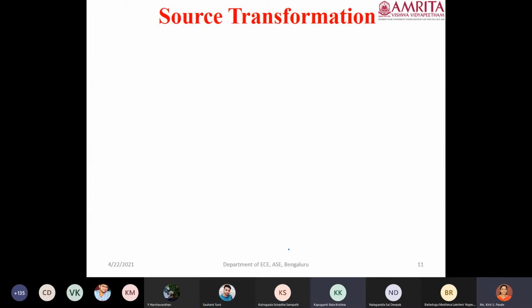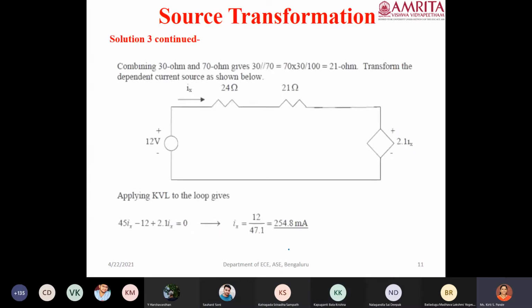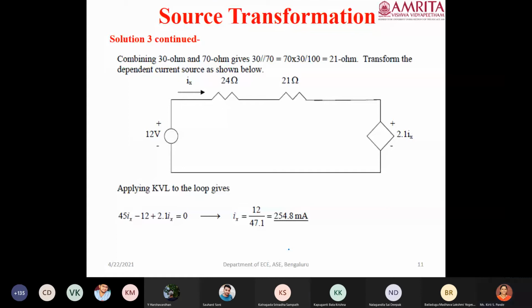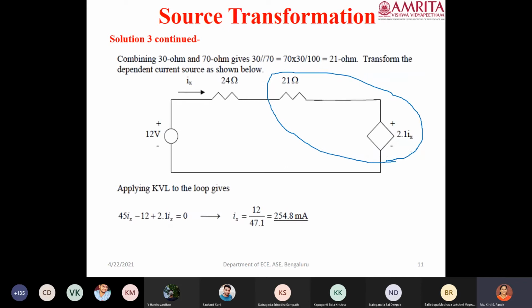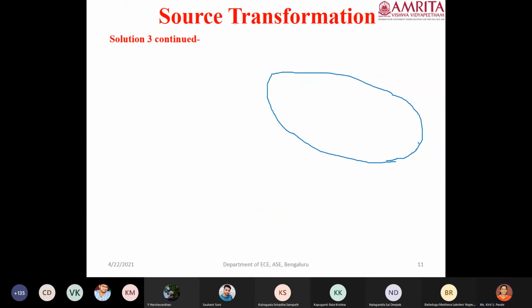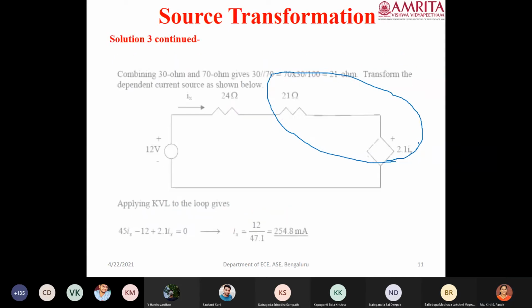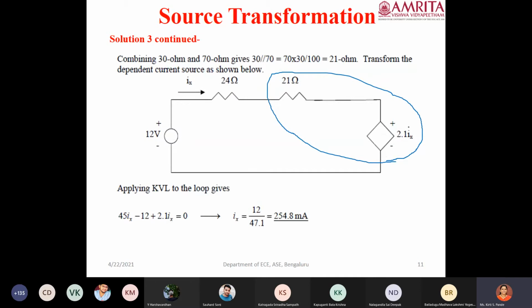So all of you are drawing these in your notebook? Now you can see that I have a voltage source. Just now we discussed 2.1 Ix. It is the voltage source having the positive terminal on the upper side and the negative terminal on the downside, and the 21 ohm resistor will come in series. Did you all get this particular circuit after the source transformation?